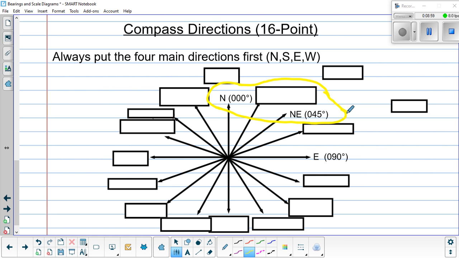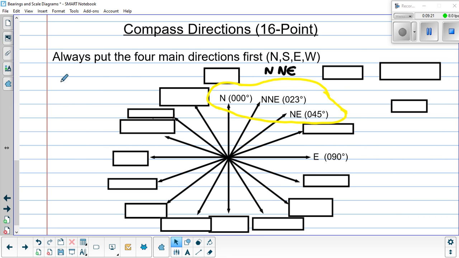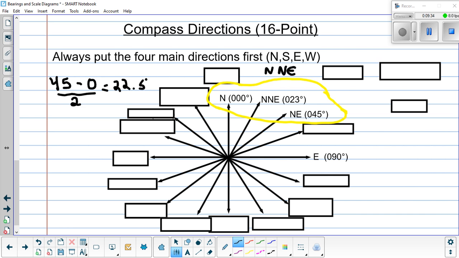So we have to put one of the main directions first. So we only have north and northeast. So that stands to reason that the first thing we're going to put is north, and then the second thing we have to put, it's in between north and northeast, so it's north northeast. Right? So that's exactly what we get. We get north northeast, and then same thing. What's 45? We have 45, and we minus 0 and divide by 2, and we can find out our factor. So it's 22.5, which rounds up to 23.